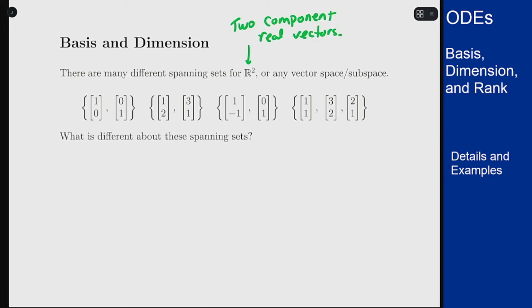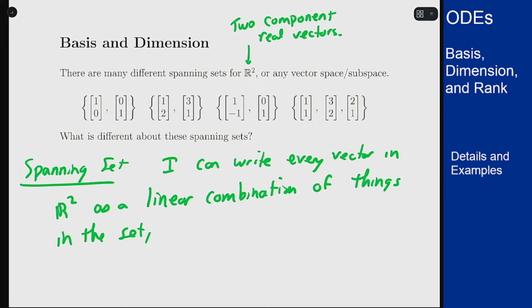And if you go beyond just R2, any vector space has these properties. There are many different spanning sets for them. Now, for a spanning set, what I mean is that I can write every vector in this space R2 as a linear combination of things in the spanning set. Or, said a different way, the span of that set is the whole space R2.